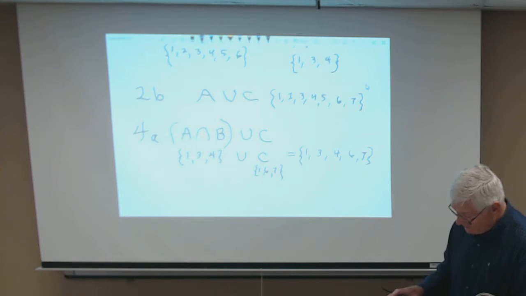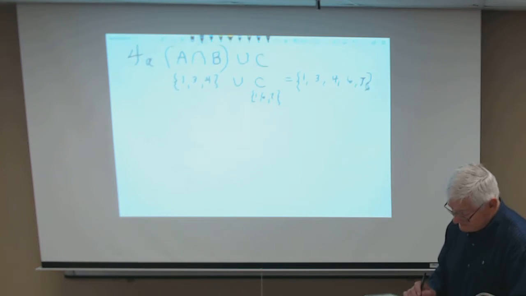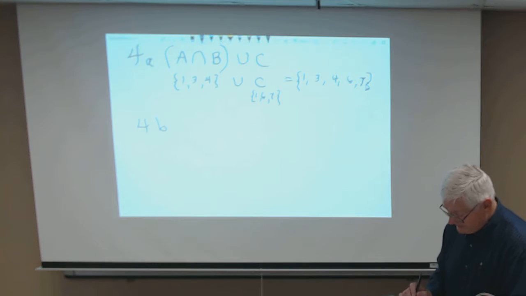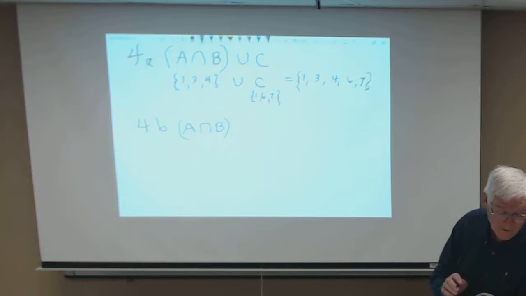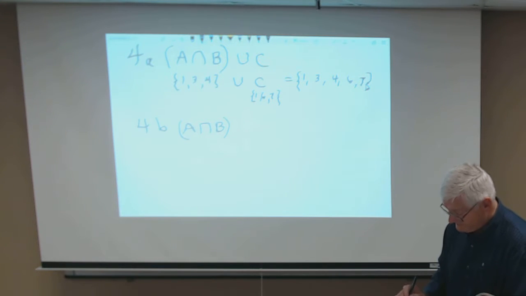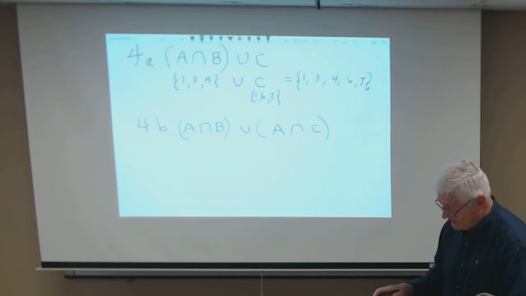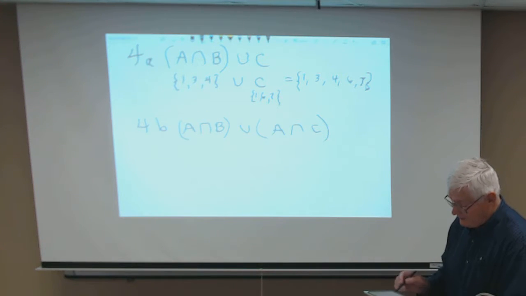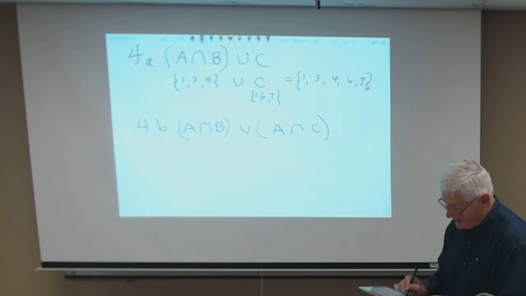So now let's go down to 4B. A intersect B union A intersect C. What's A intersect B? See, this is why when I have my work down here, A intersect B is 1, 3, 4. See, I can just look back at the previous problem. 1, 3, 4.